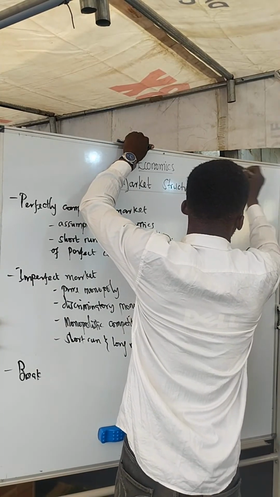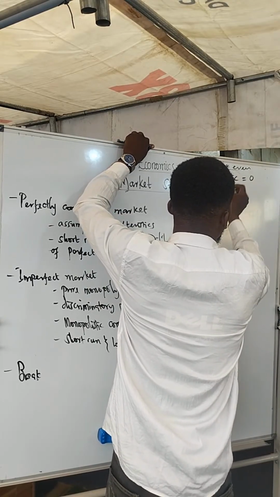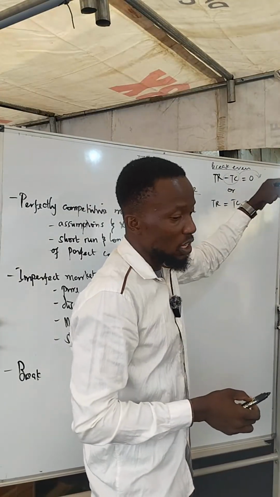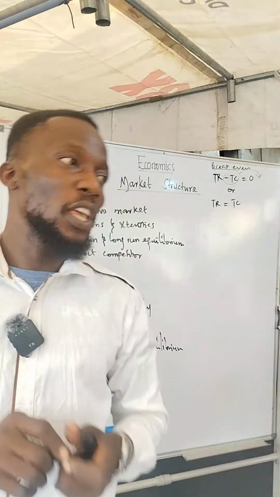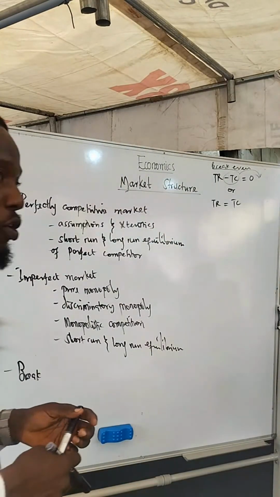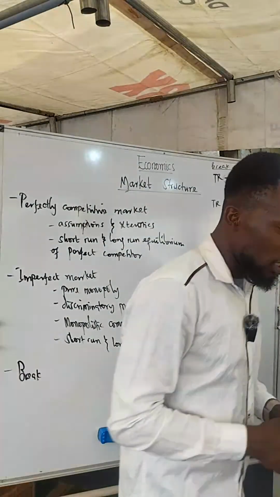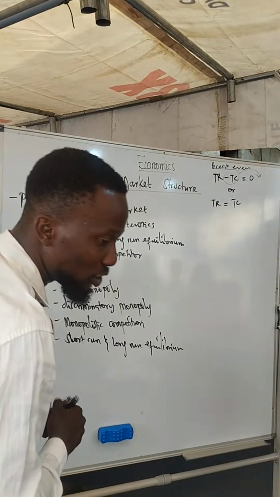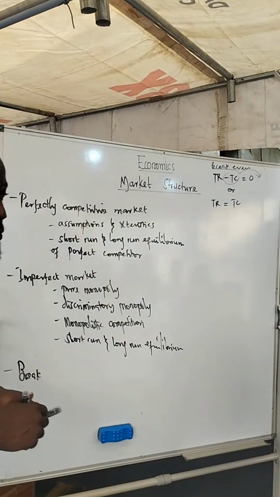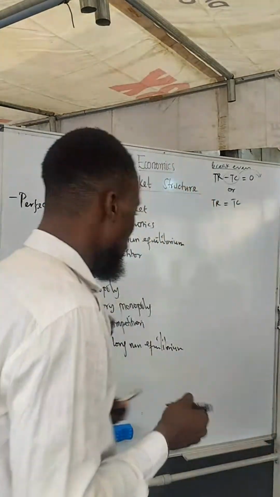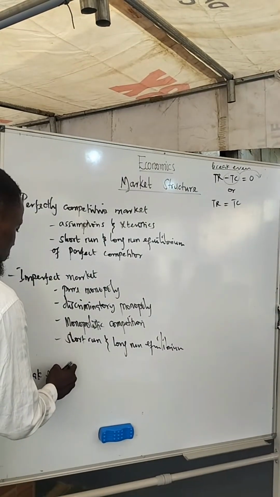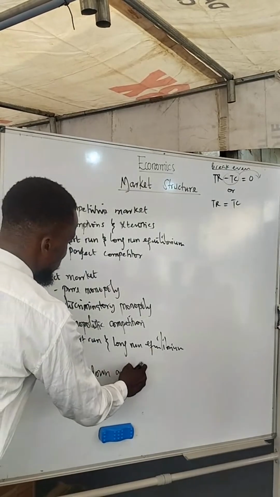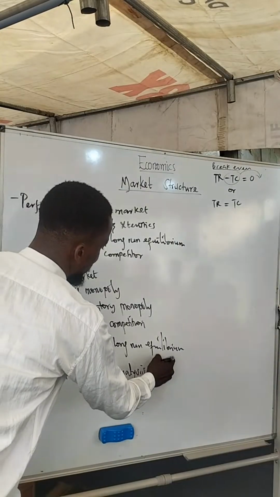You will notice that TR minus TC, if you bring this minus TC back to this place, it will be TR equals TC. So break even is when TR minus TC equals 0, or when TR equals TC. You are still saying the same thing. So we'll be looking at the break even positions and the shutdown position, or the analysis of break even or shutdown under various markets.